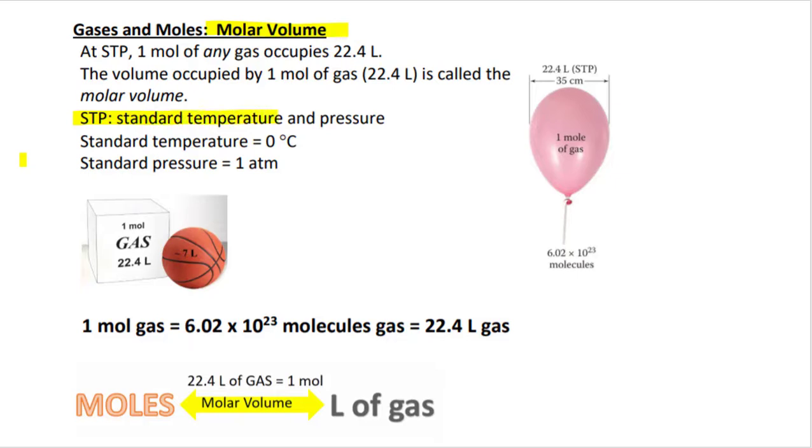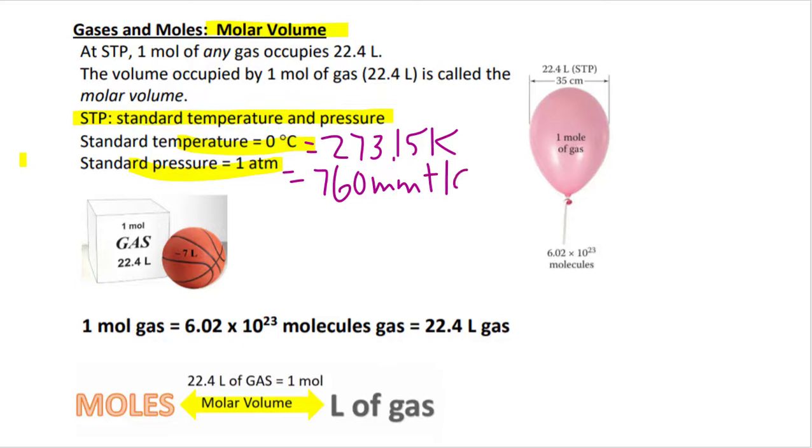STP is standard temperature and pressure. Standard temperature is 0 degrees Celsius, which is 273.15 Kelvin, right? Those are equal to one another. And standard pressure is 1 atmosphere, which is equal to, remember from the last lecture, 760 millimeters of mercury, or there's a whole slew of other units that 1 atmosphere was equal to. But anyways, these are standard temperature and pressure.